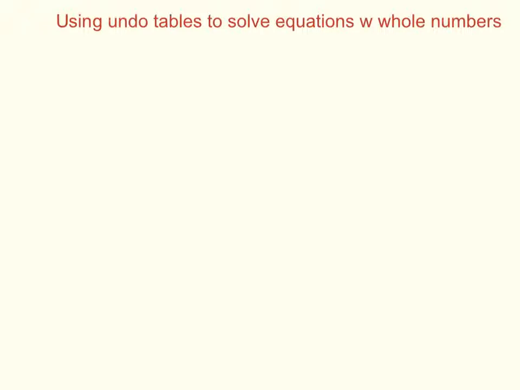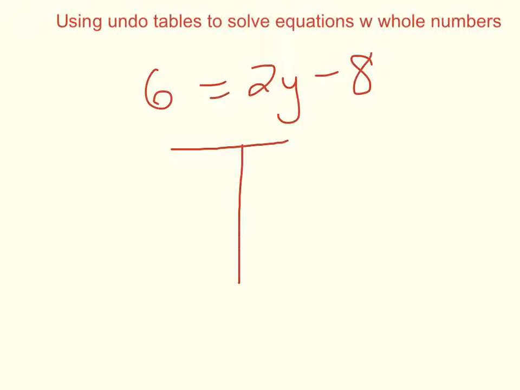So let's say that we have 6 equals 2y minus 8. What we want to do is make a list of what is happening. So we make an undo table, or make a table, and we're starting with y, because that's our variable. And we're going to list in order, going downwards, what is happening to the y. So the first thing that's happening to the y is it's being multiplied by 2, so we're going to write dot 2, that's multiplication by 2.